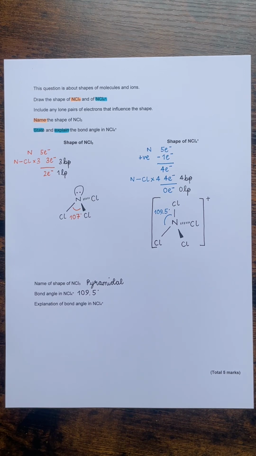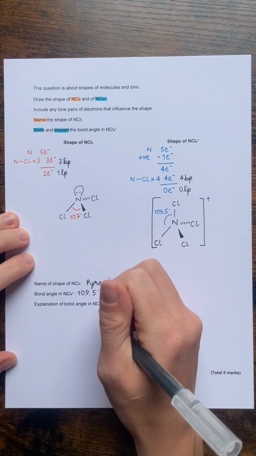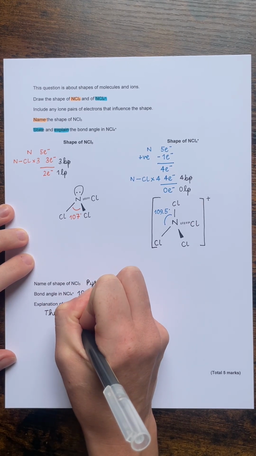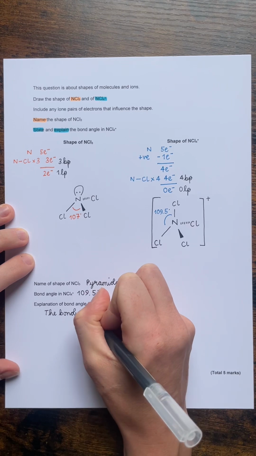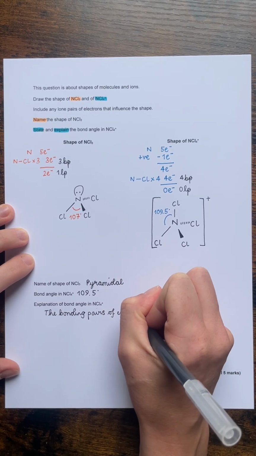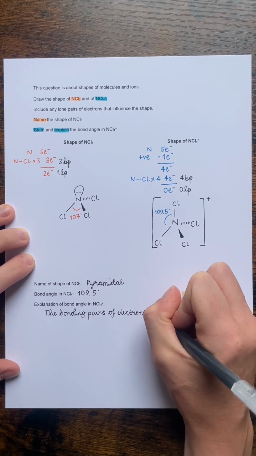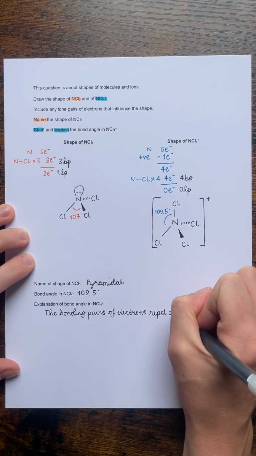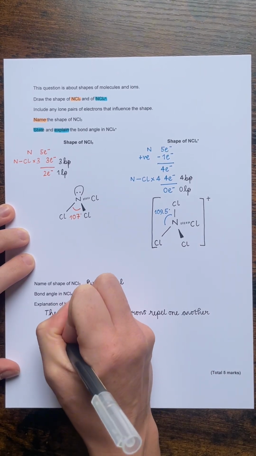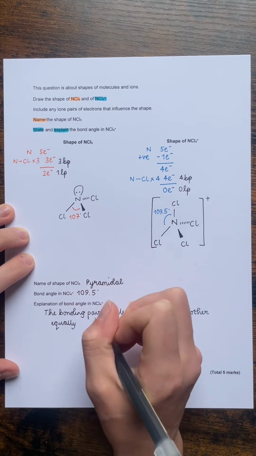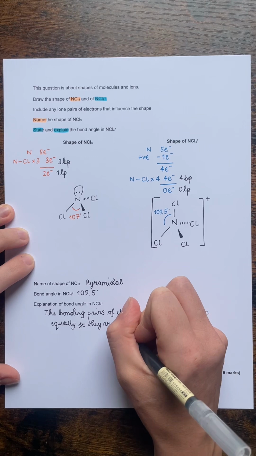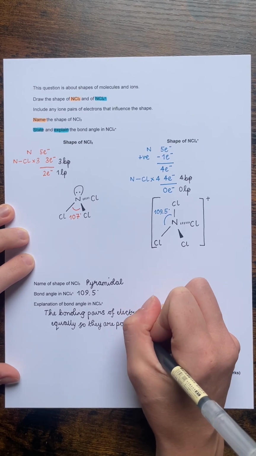So in terms of explaining this bond angle, we would say that the bonding pairs of electrons repel one another equally, so they are positioned as far apart as possible.